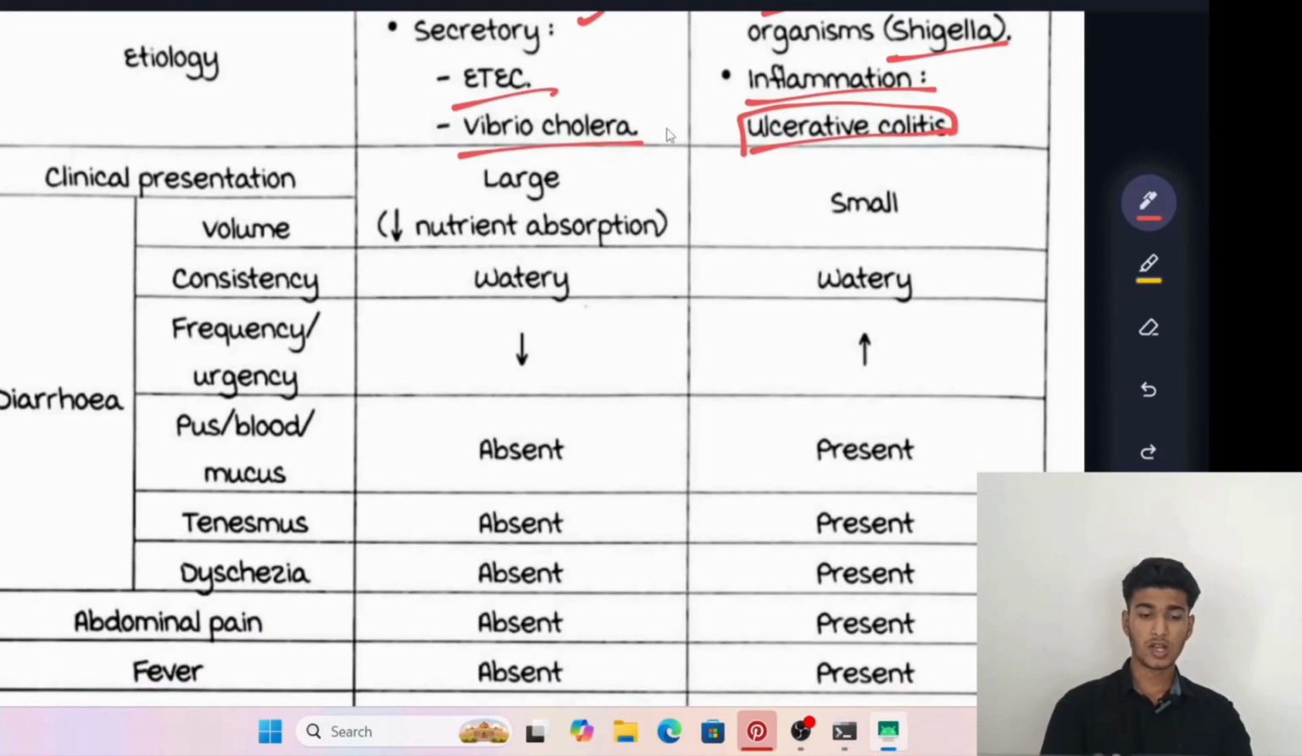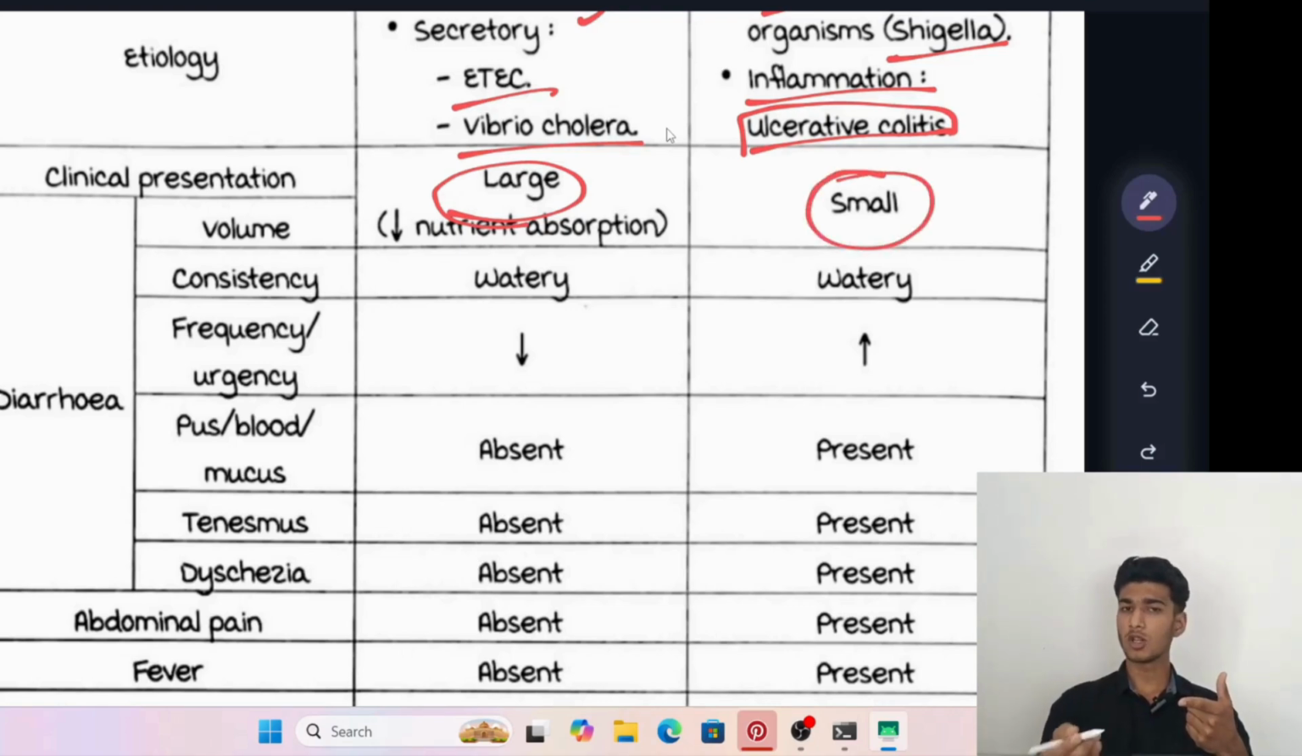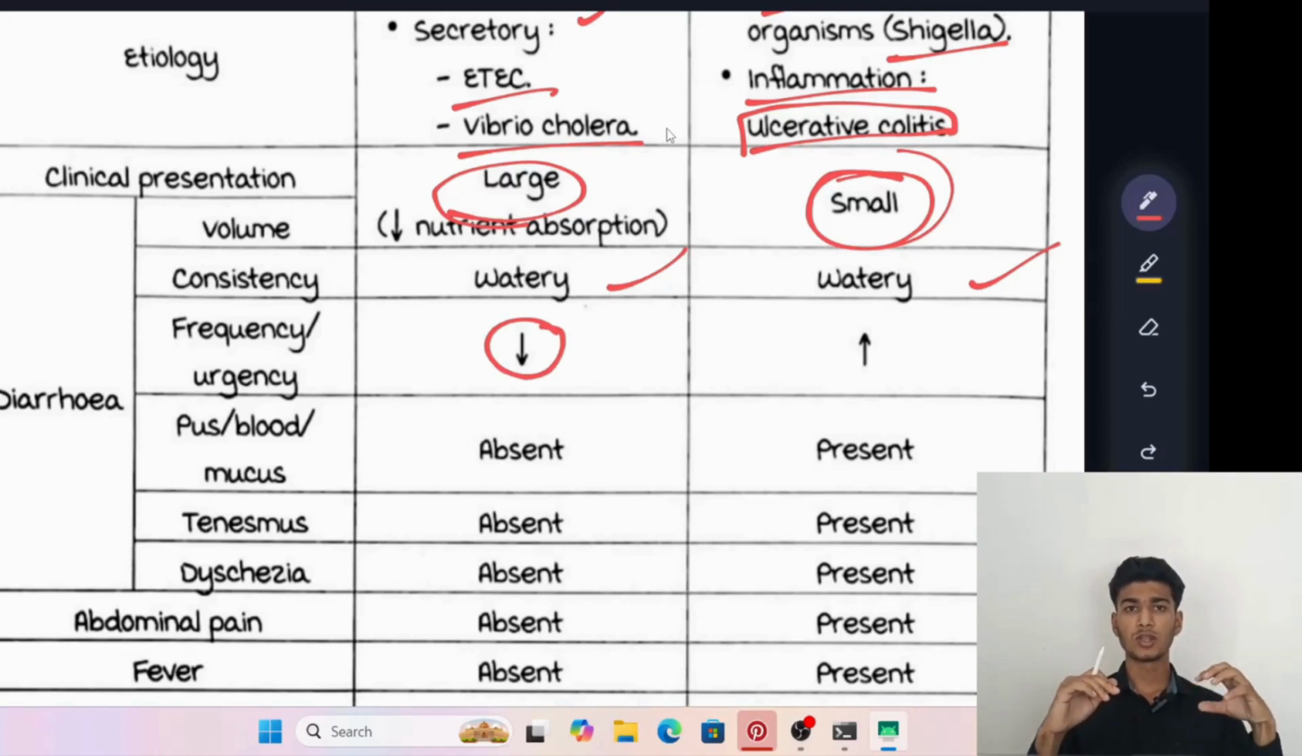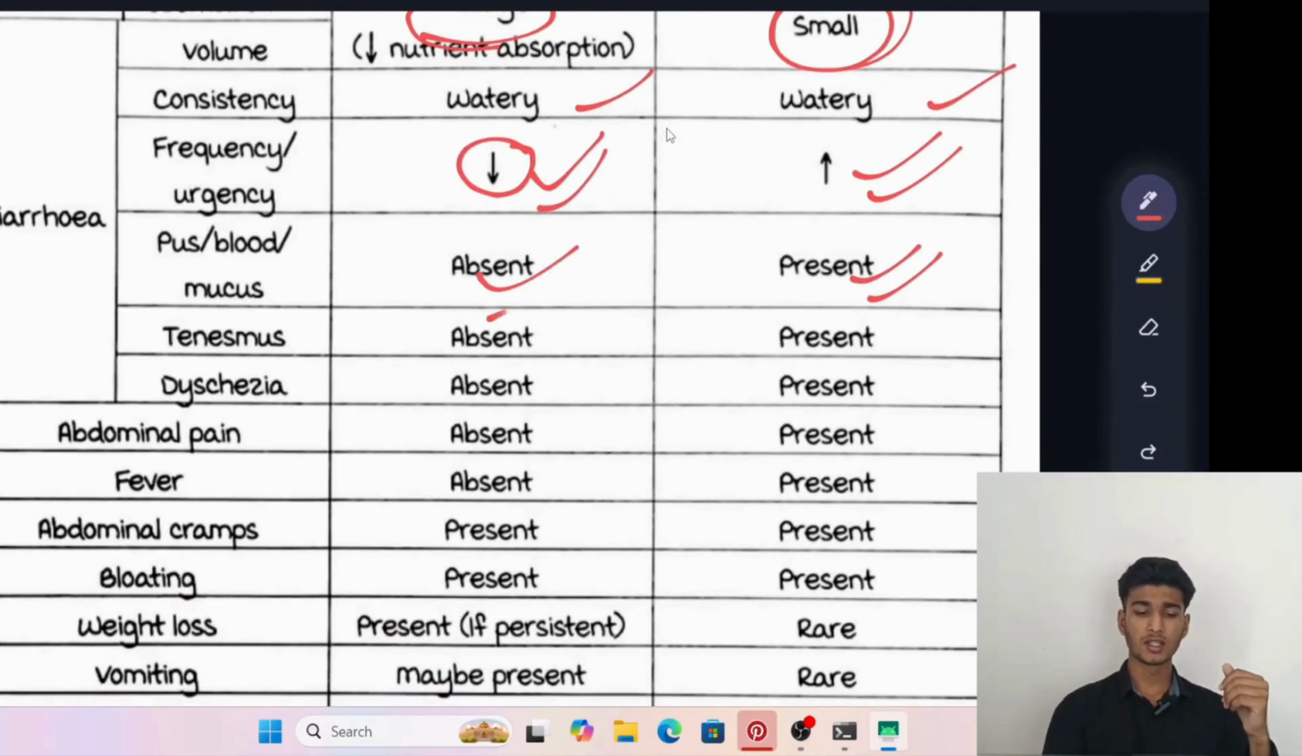Here you can see a large volume is dumped in the small intestine. I told you the trick: large and clean. Large means a large amount of stool is dumped, and in the large intestine, a small amount of stool is dumped. Small and dirty, and both will have a watery consistency. That is the common point. The urgency in the small intestine will be less. You retain the stool and then pass it out with a large amount of water. So the frequency will be less, and here the frequency will be more. Pus, blood and mucus will be more in the large intestine; they will not be present in the small intestine.